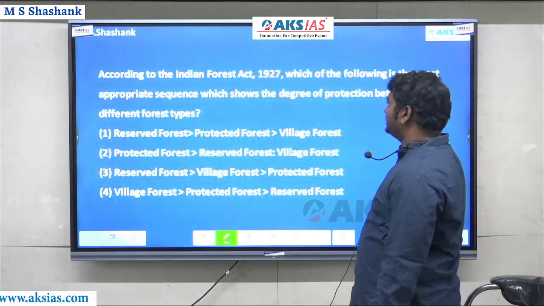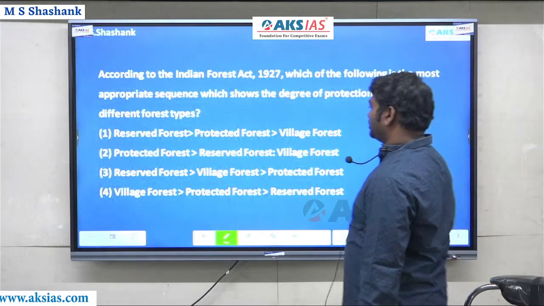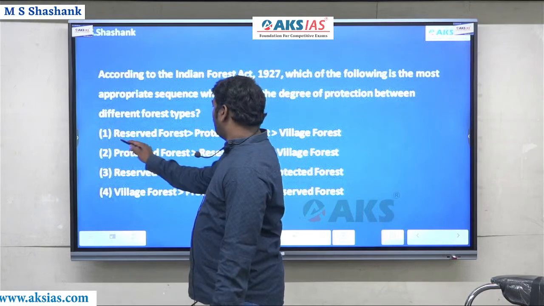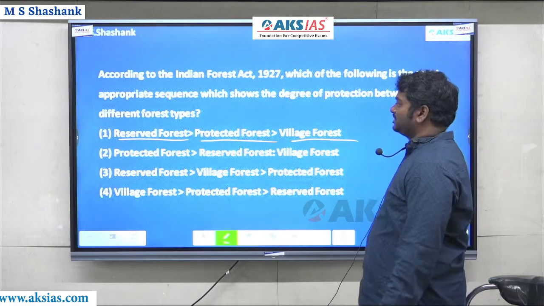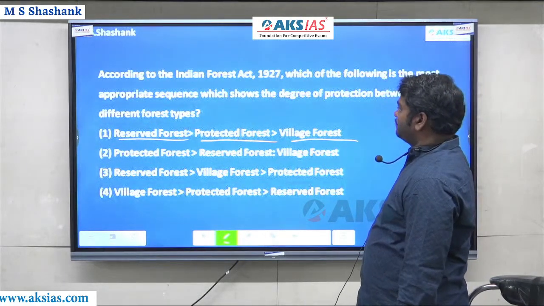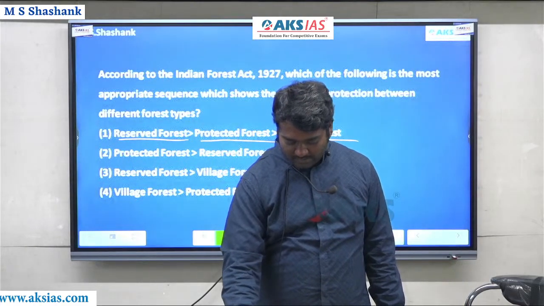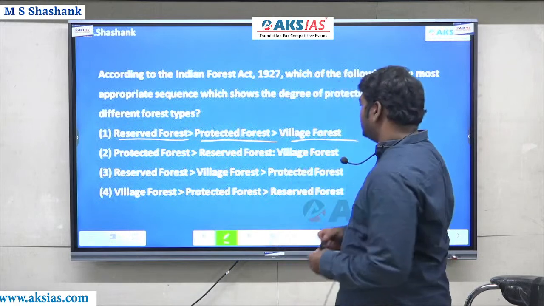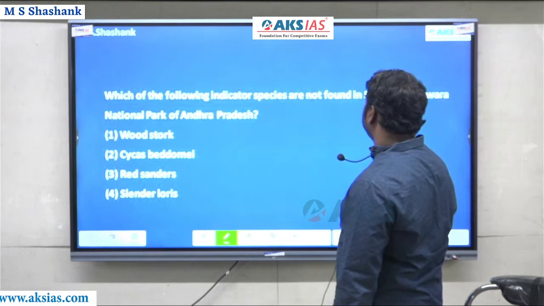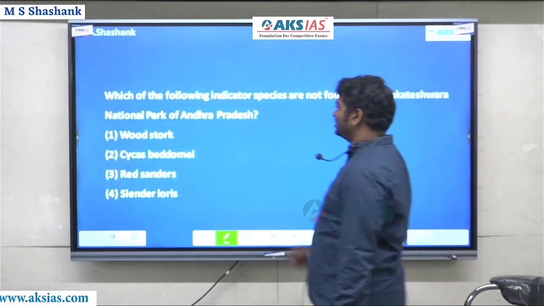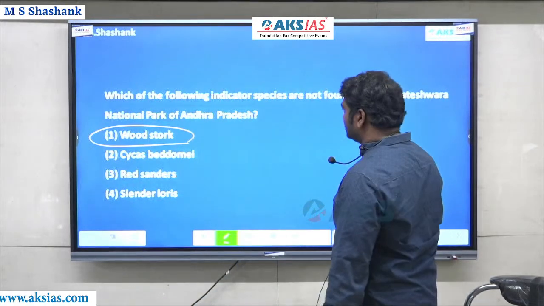According to the Indian Forest Act 1927, which of the following is the most appropriate sequence? Protection. See, because reserved forests were given more protection, then protected forest, and then village forests. Fine. If we go by that, 2, 3, the first one is correct. Which of the following indicator species are not found in Sri Venkateshwara National Park of Andhra Pradesh? Woodstock. These are difficult, guys.